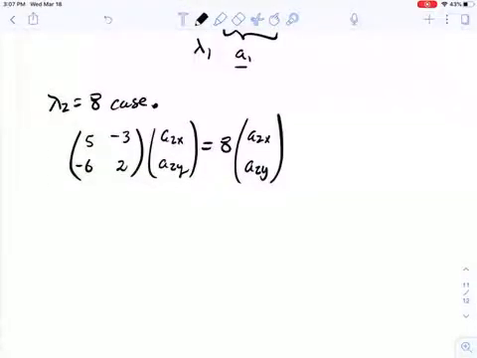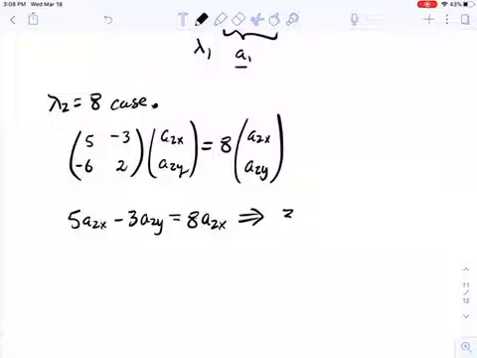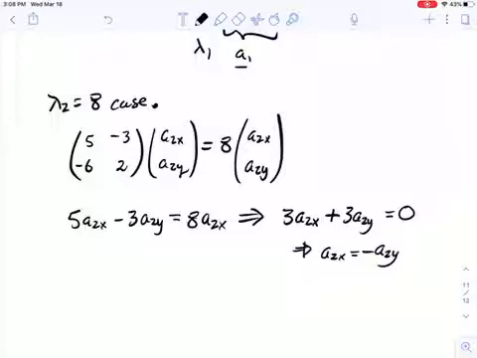Okay, so what do we get? 5a2x minus 3a2y is equal to 8a2x. What would be the best thing to do? Let's take the minus signs over to the right-hand side. So then we would get 8 minus 5, which is 3a2x, and then we'd add 3a2y. That would have to be 0. Or what we get really is that a2x is equal to minus a2y.